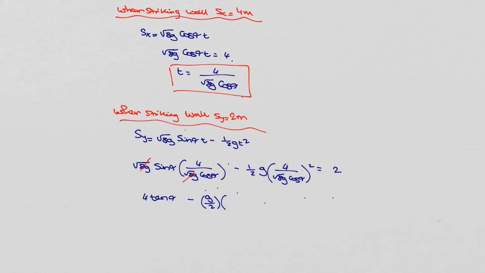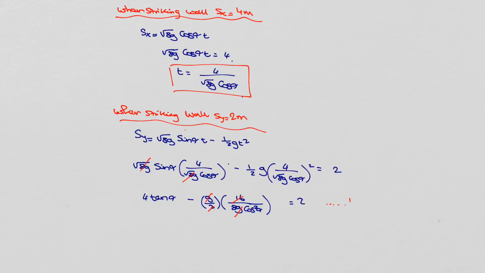And if I square my brackets there, we end up with 4 squared, which is 16, over root 8g to be squared, which is 8g, and cos alpha squared is cos squared alpha, and that equals 2. So simplifying there, we can see g goes into g, 8 goes into 16 twice, so therefore that goes into 2 divides into the 2 as well. And then we're left with 1 over cos squared alpha.